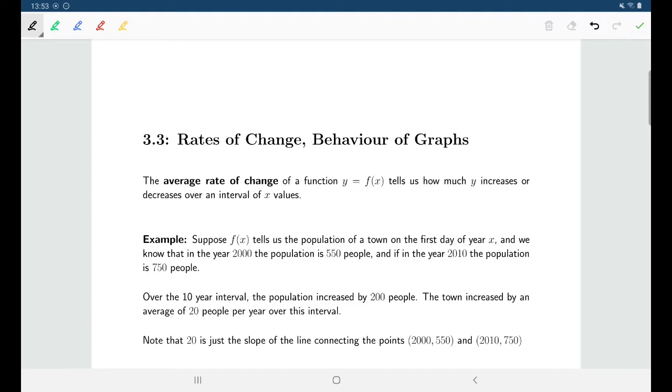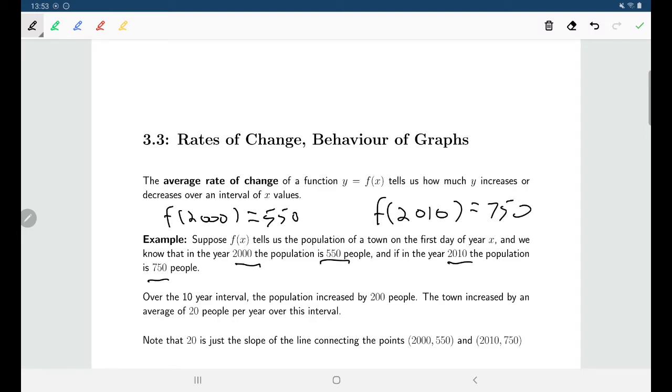And the example that I have here is a function where f of x tells us the population of a town in year x. So when we say that in the year 2000 there are 550 people, we're really saying that f of 2000 is 550. And in the year 2010, the population is 750 people. That means that for our function, f of 2010 is 750.